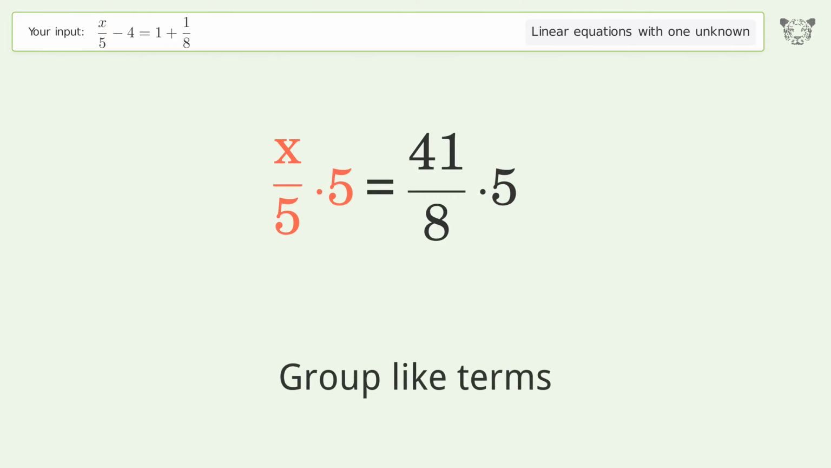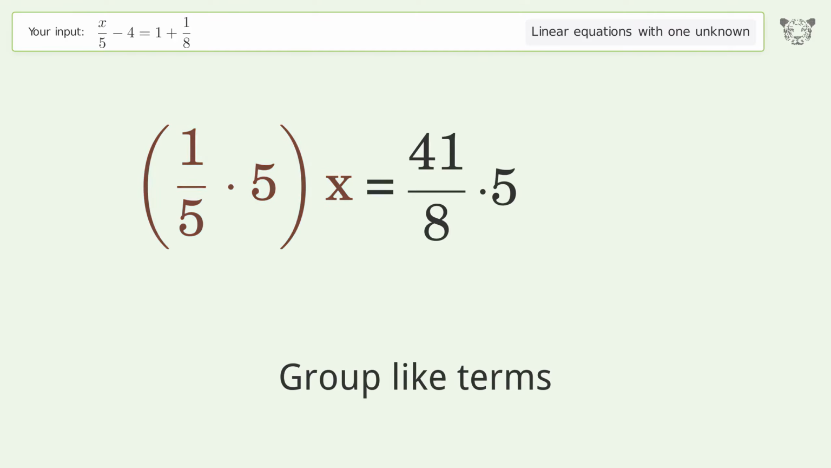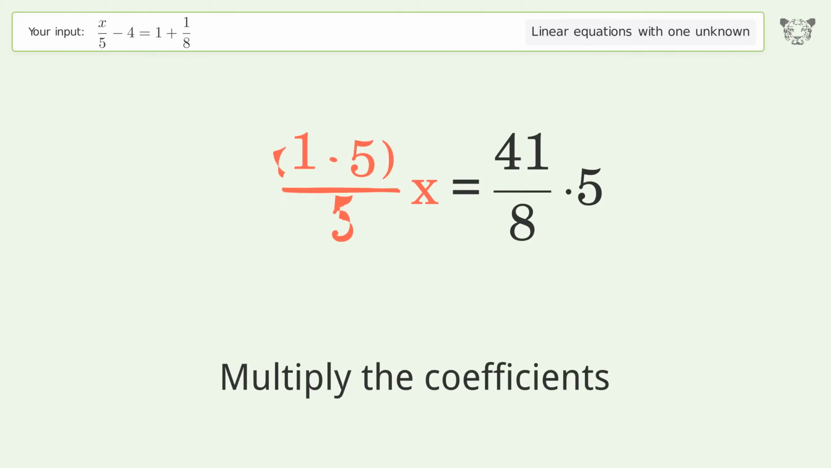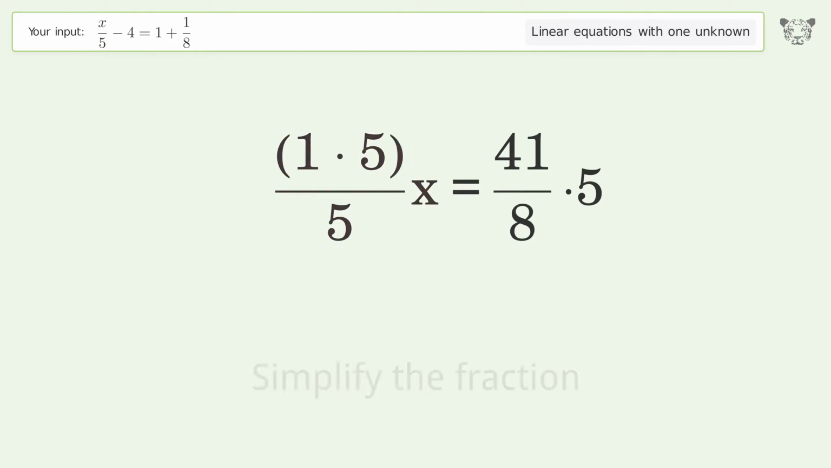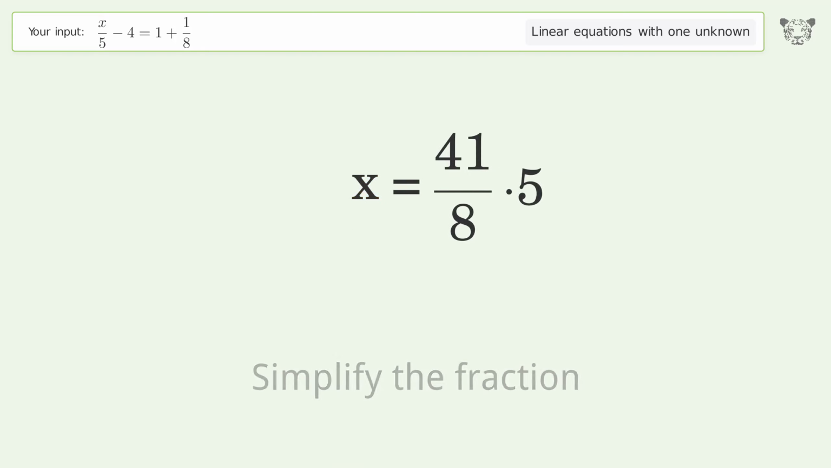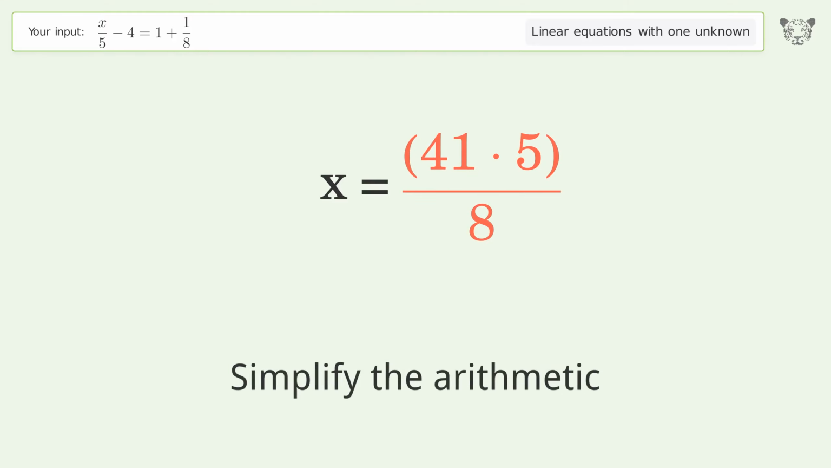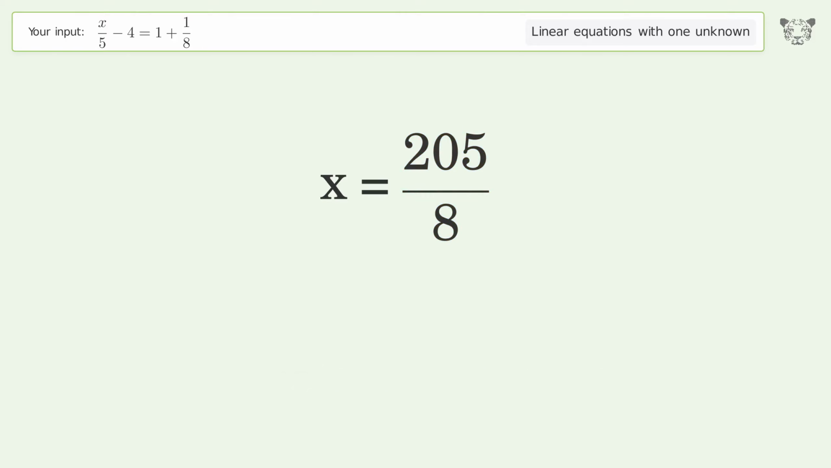Group like terms. Multiply the coefficients. Simplify the fraction. Multiply the fractions. Simplify the arithmetic. And so the final result is x equals 205/8.